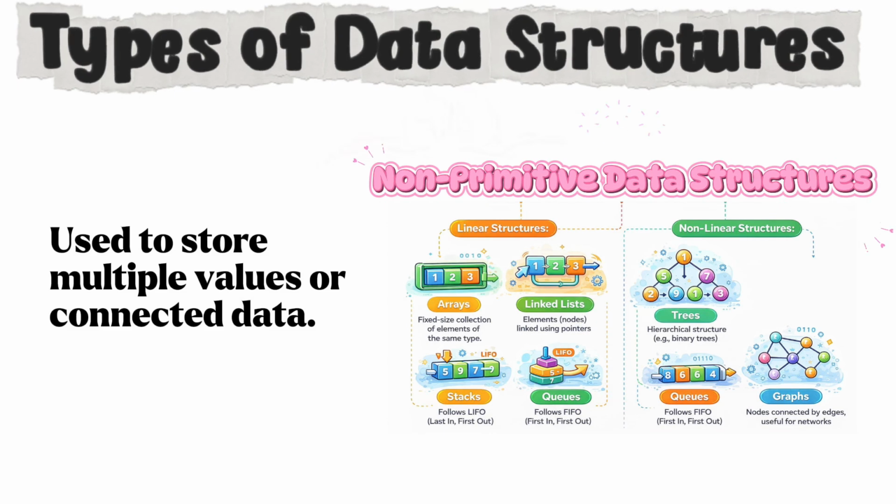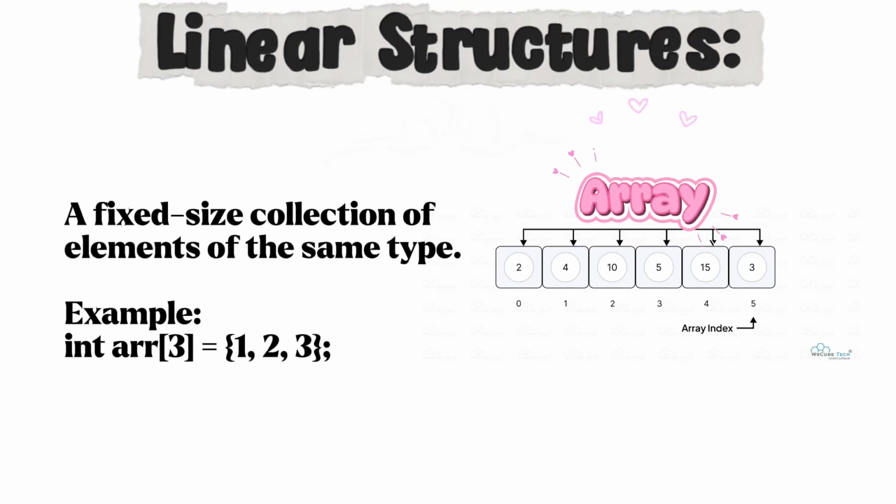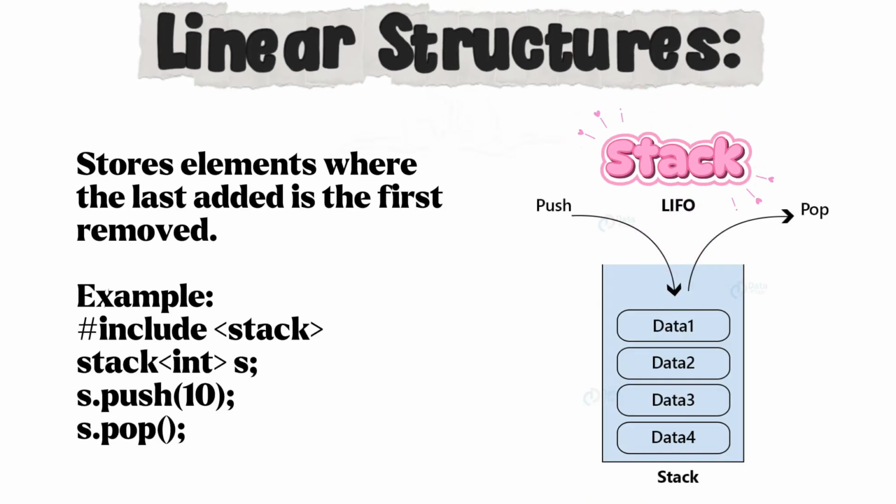Non-primitive data structures are used to store multiple values or connected data. These are divided into linear and non-linear structures. An array is a fixed-size collection of elements of the same data type, stored in order. A stack follows the rule last in, first out, meaning the last element added is the first one removed.